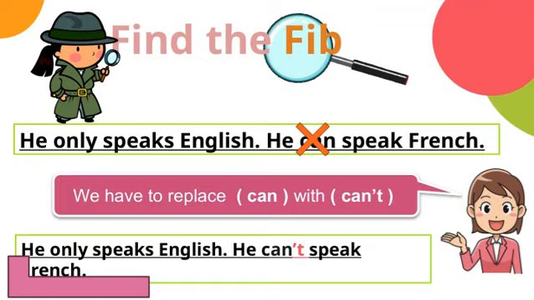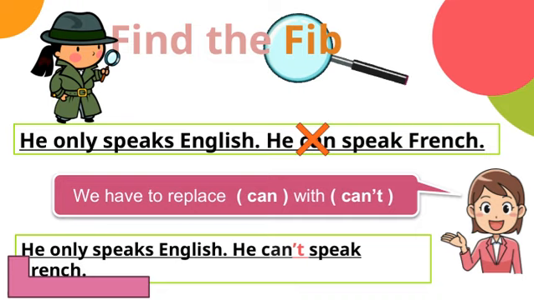All right, let's take a closer look at this slide. We start with the statement, "He only speaks English. He can't speak French." This is a common way people describe language abilities, but it's also easy to see how it can be misleading or even incorrect. Now the next instruction is to replace can with can't. So, if we do that, the statement becomes, "He only speaks English. He can't speak French." This completely flips the meaning and can change how we perceive the person's language skills.